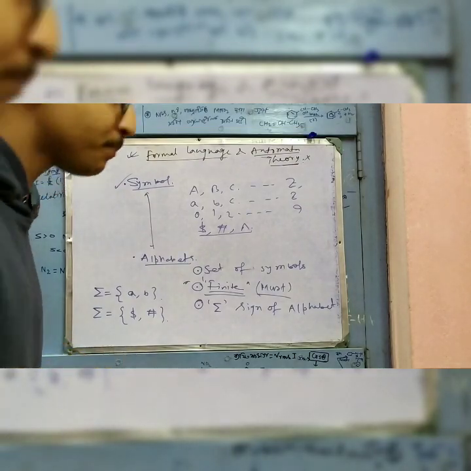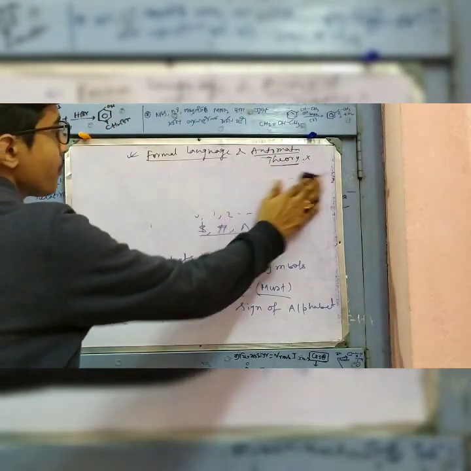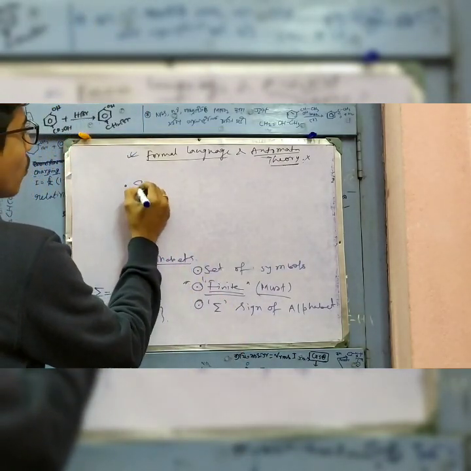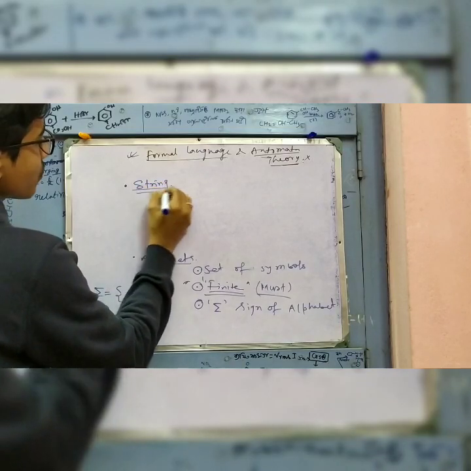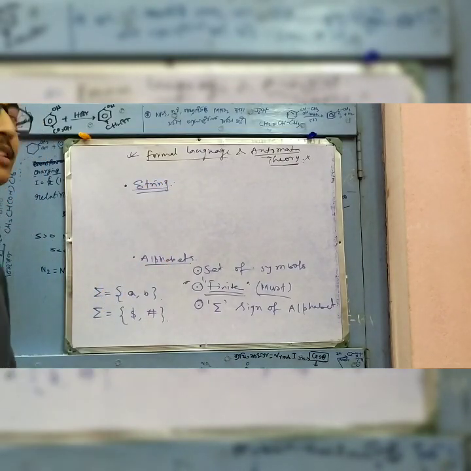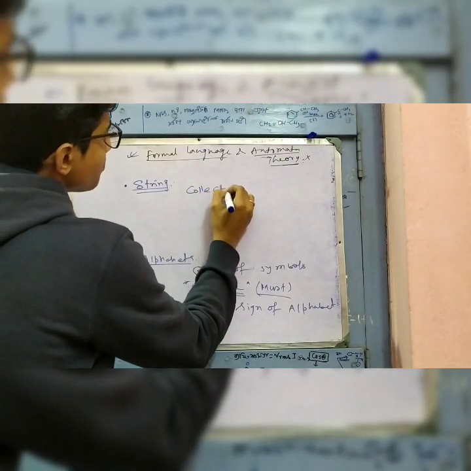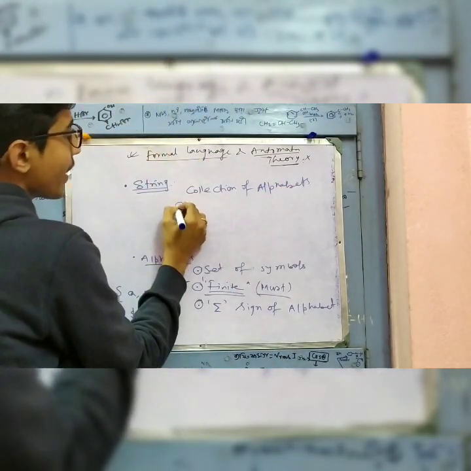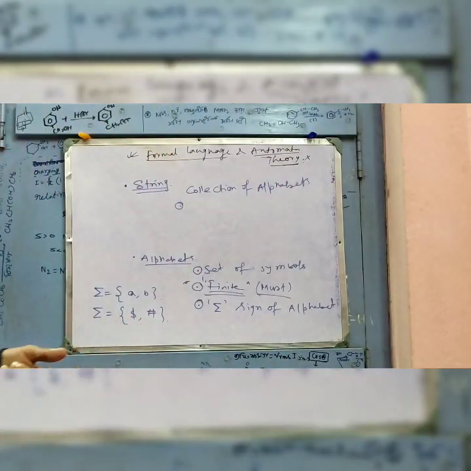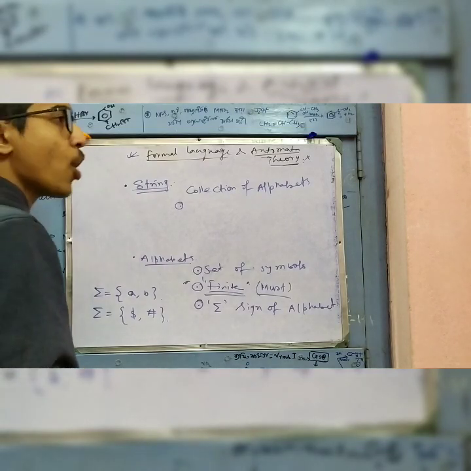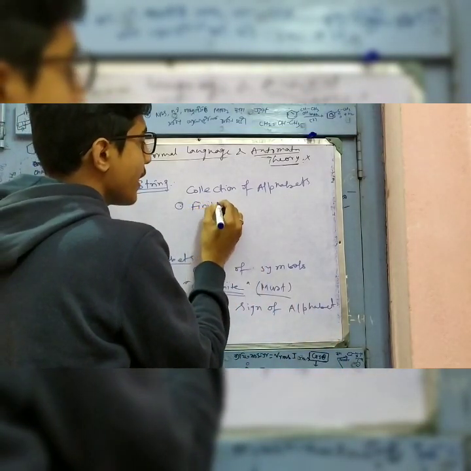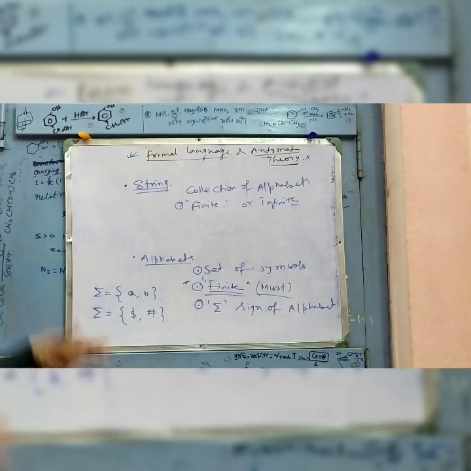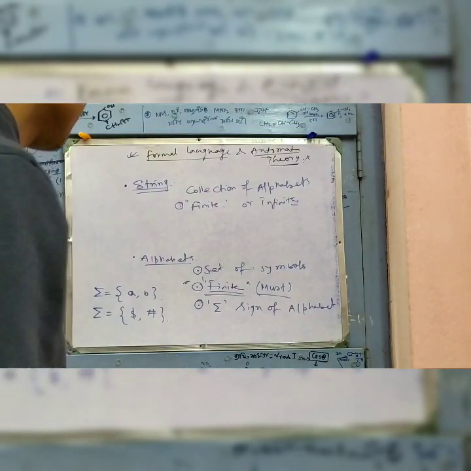The next thing is the string. To understand a string, we have to understand alphabets. What is a string? A string is nothing but a collection of alphabets. The second criterion is that it may or may not be finite. It may be finite or infinite.